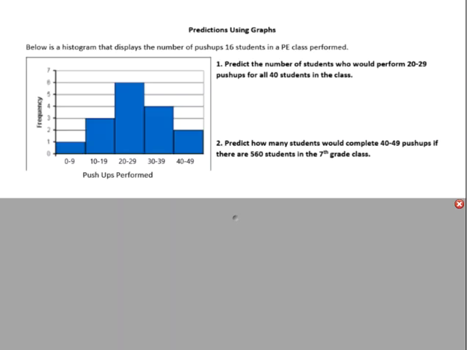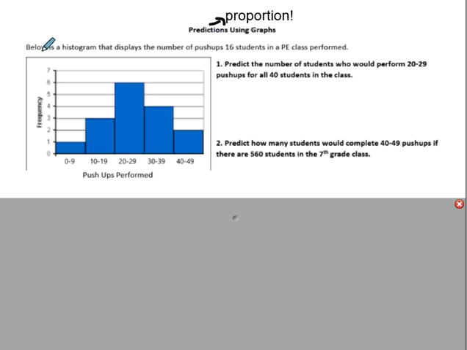All right, you guys, today we are going to be still talking about histograms, but specifically talk about how to make a prediction based off of the graph or the histogram. So it's going to be really similar to what we did with the probability predictions. Every time we saw that word expect or predict, we knew we had to set up a proportion. So the exact same thing is going to happen here. We're going to predict, you know that we're setting up a proportion.